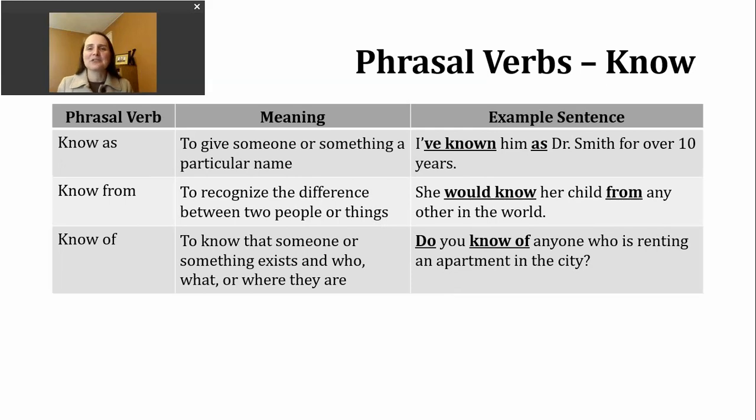The last phrasal verb we're going to take a look at today is know of. It means to know that someone or something exists and who, what, or where they are. Here's an example of how you might hear this phrasal verb used in a sentence. Do you know of anyone who is renting an apartment in the city?